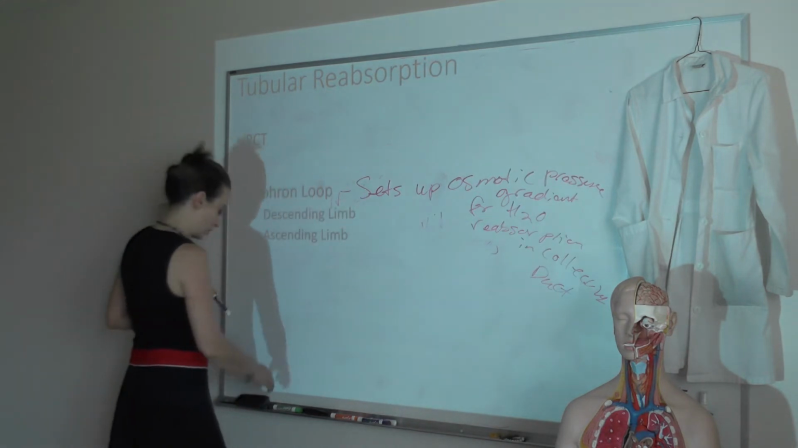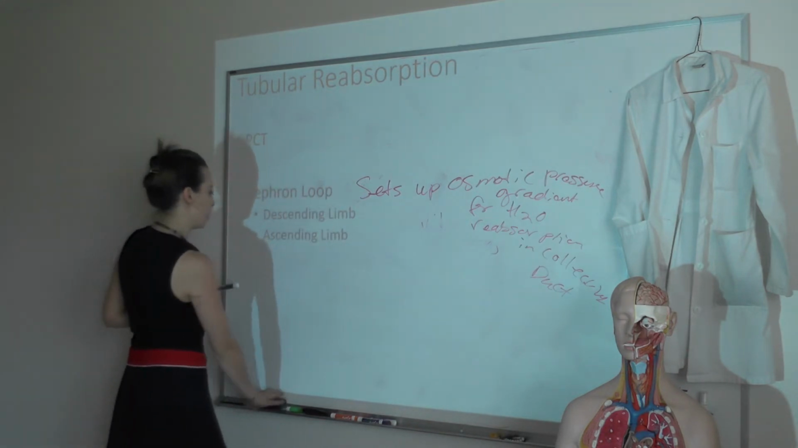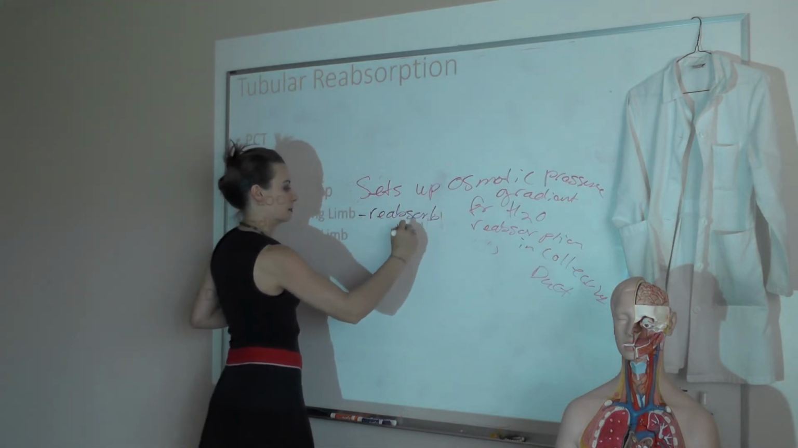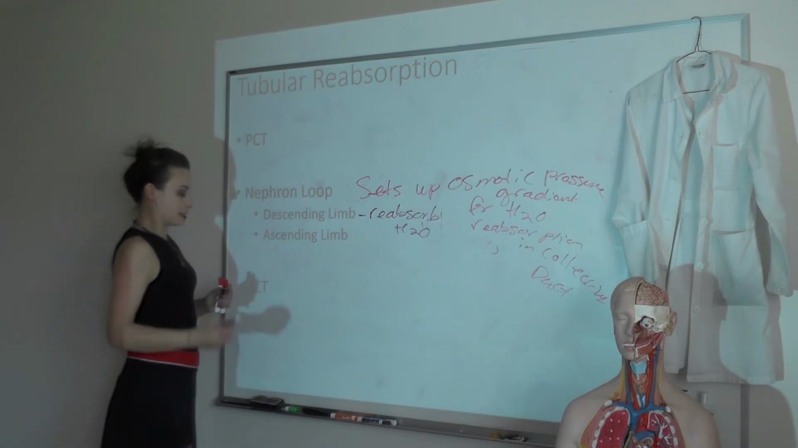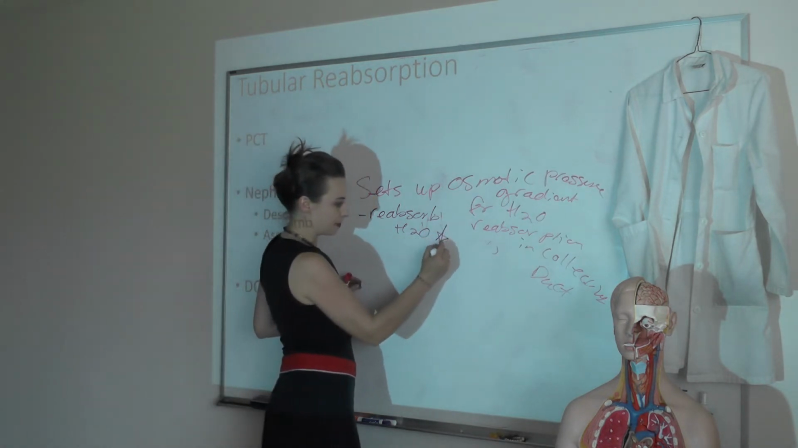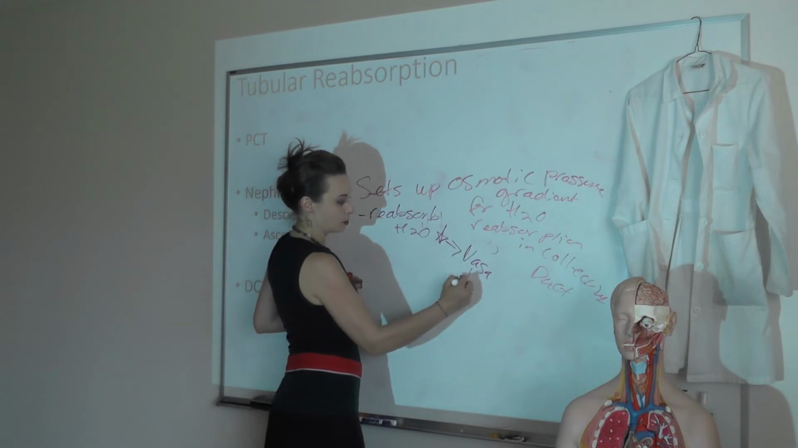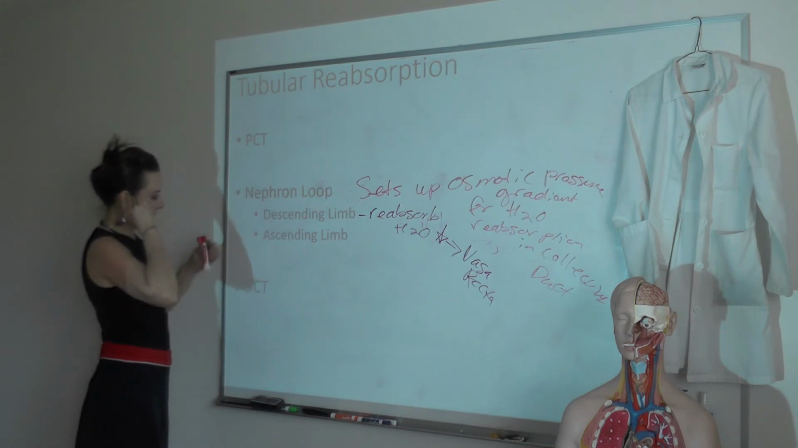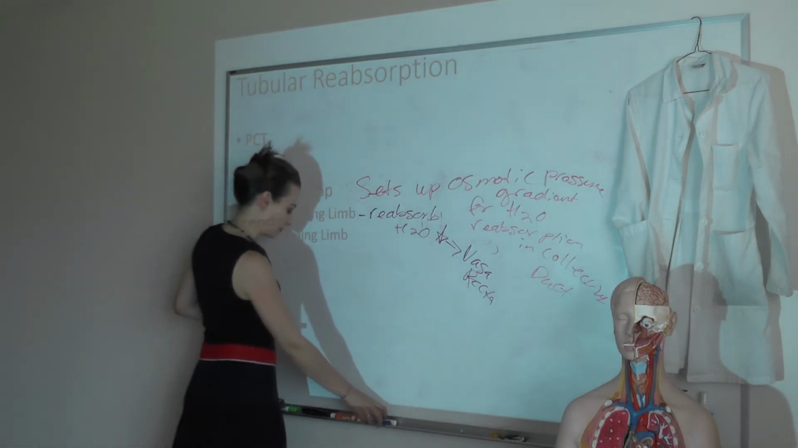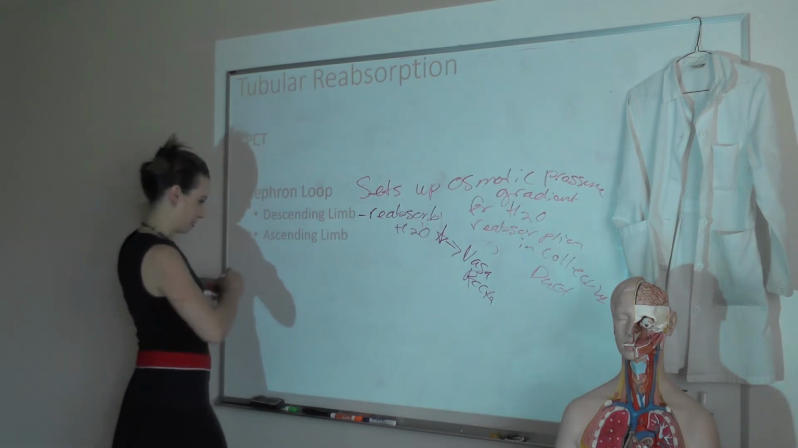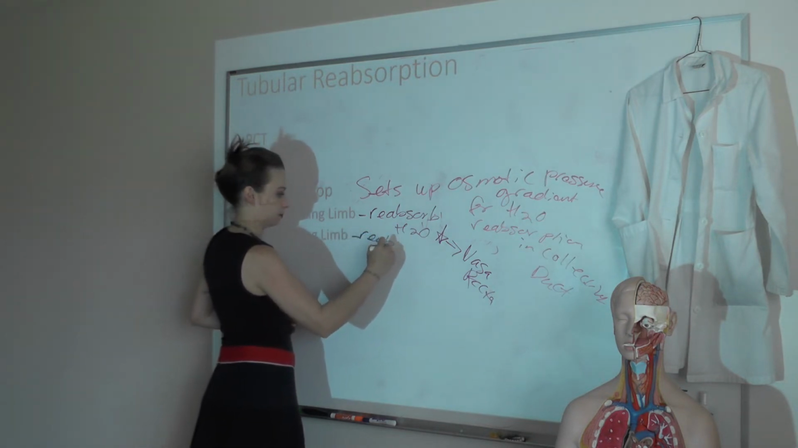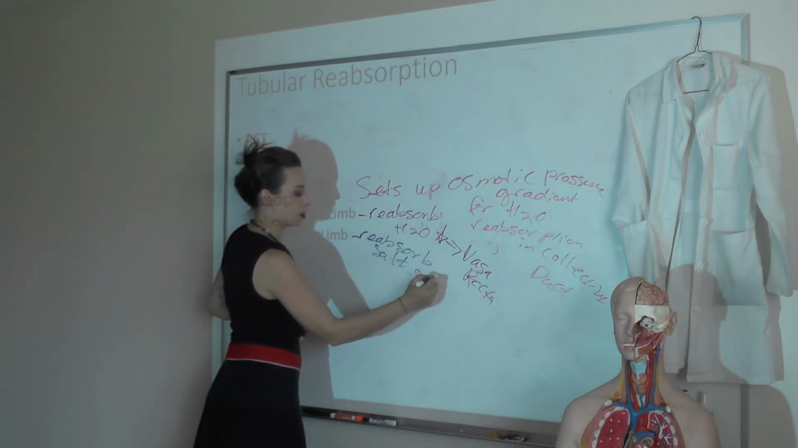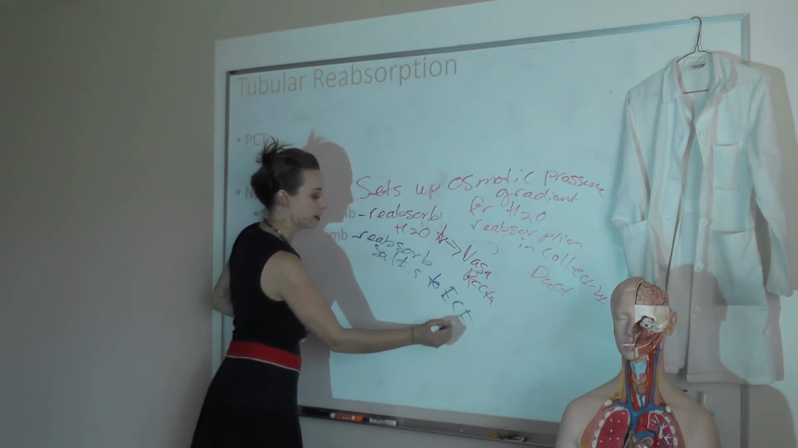So as far as our tubular reabsorption goes in the nephron loop, in the descending limb, we're reabsorbing water. And this water is being picked up in the vasa recta. So we'll just put that in our pocket for now. And then in the ascending limb, we'll have active reabsorption of salts, and those are going to be reabsorbed to the interstitial fluid. So we'll reabsorb our salts to the extracellular fluid.